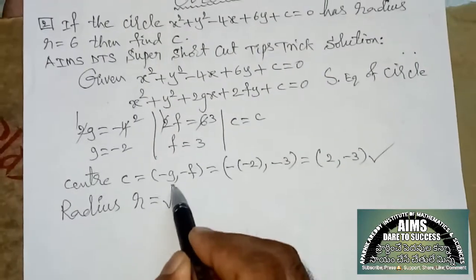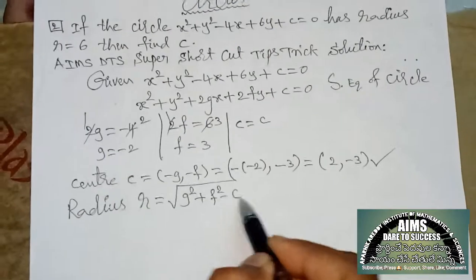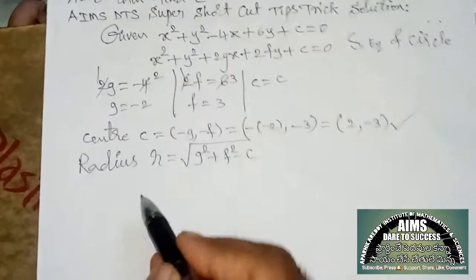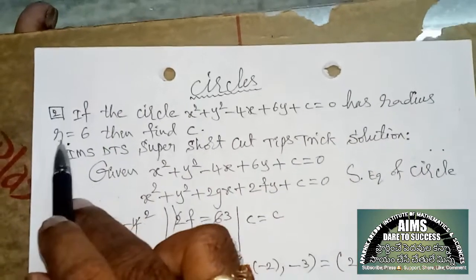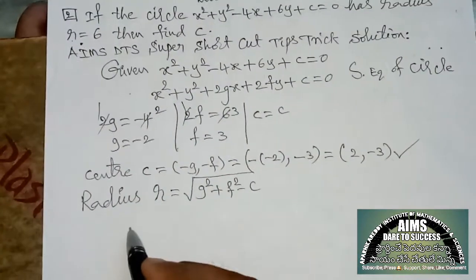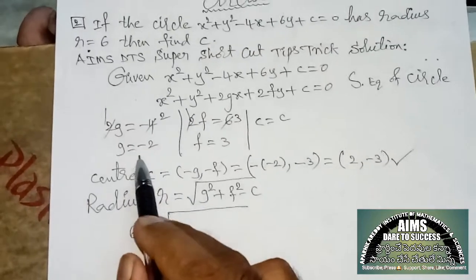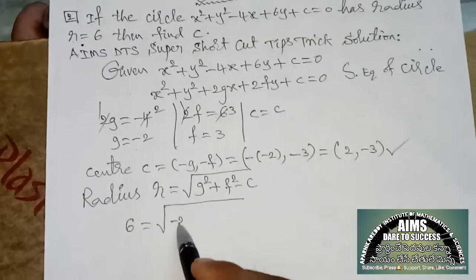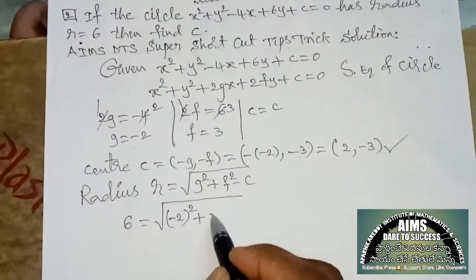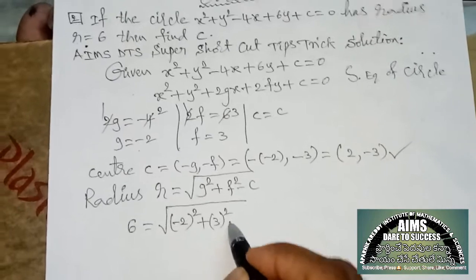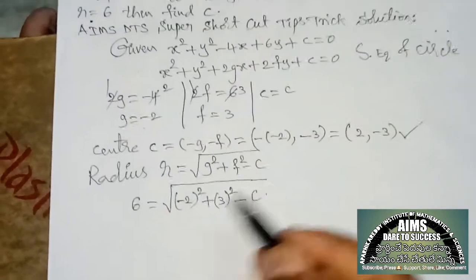R is equal to, the formula is under root of g square plus f square minus c, and according to the given question, the circle has radius r is equal to 6. So 6 is equal to under root of g square, where g value is minus 2, so g square is minus 2 whole square, plus f value is 3, f square is 3 square, minus c, which is c only.